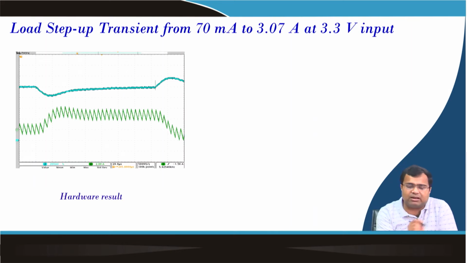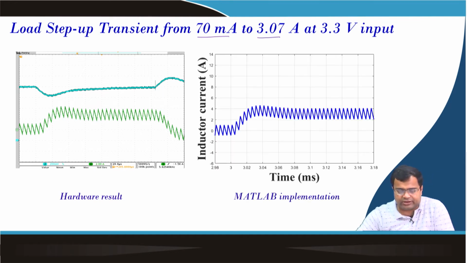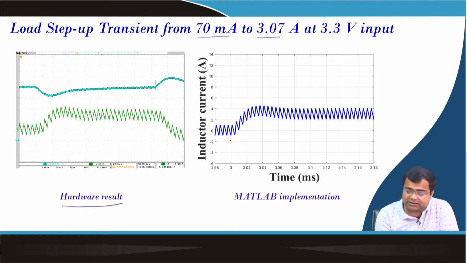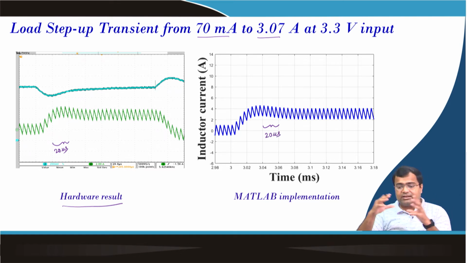Now, we are making a load transient from 70 milliampere to 3.07 ampere at 3.3 volt input. So, this is our experimental result and these are simulation, just a current waveform. You can see here the time division is 20 microsecond. To show consistently, we have also considered 20 microsecond, so that it should visually look the same.